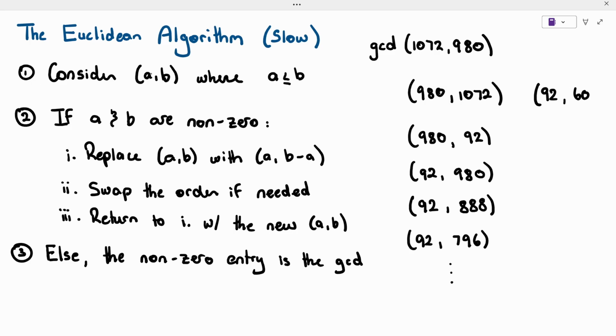And then we'll get 60. 60 is smaller, so we write 60 first. Then we subtract, we get 60 and 32. 32 is smaller, so we write that first.